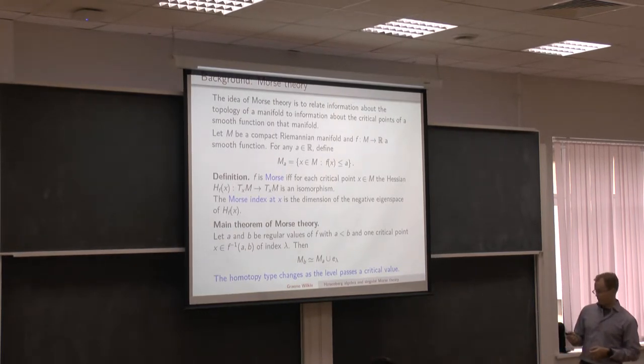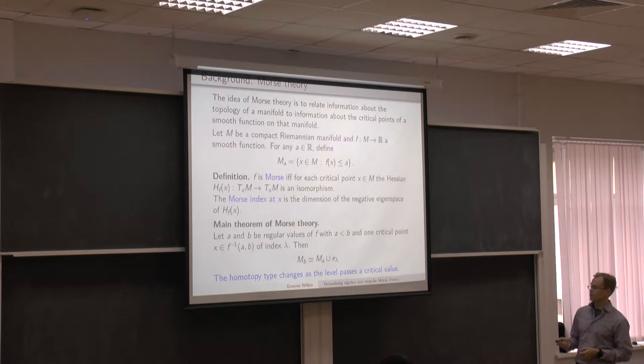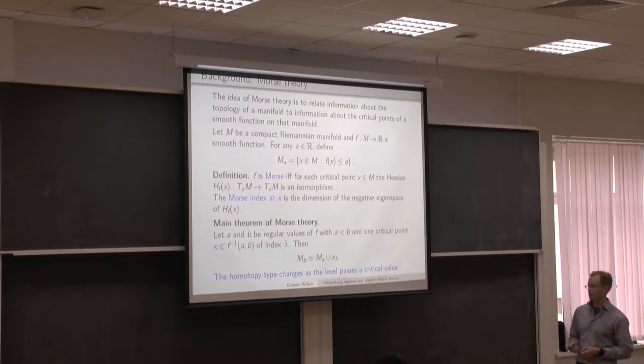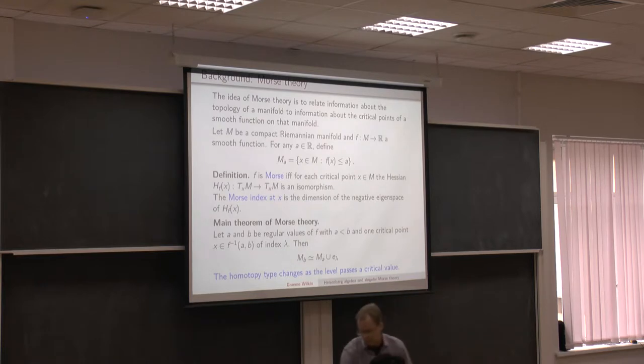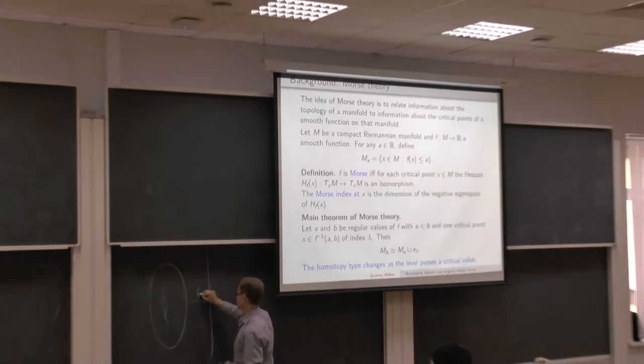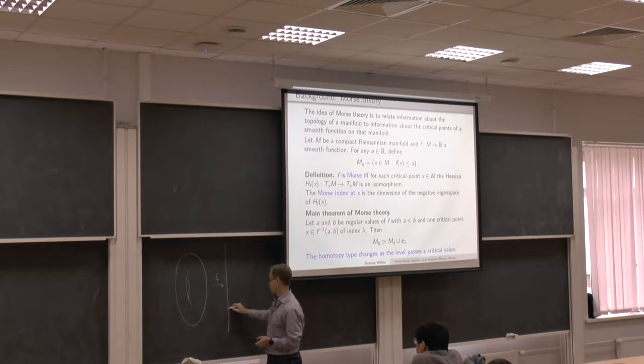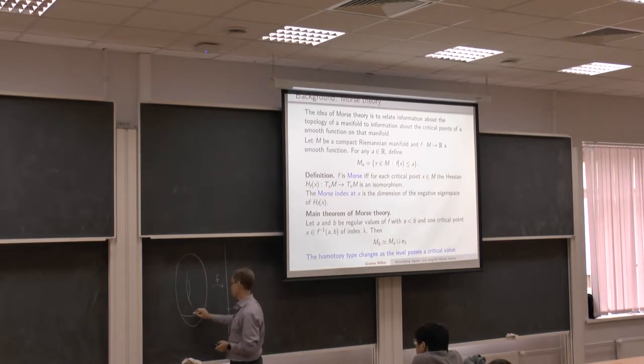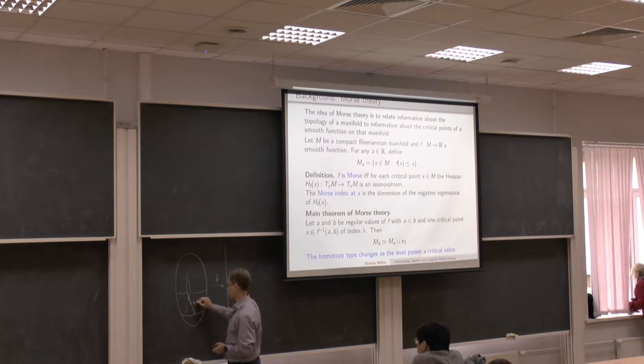Once you have that, the main theorem of Morse theory says that these manifolds, M_A and M_B, for different values of A and B, are related by attaching a cell. I'll just draw a picture of this: the famous Morse theory picture of the torus. The smooth function in this case is the height function. If you start with, say, A down here, that corresponds to this subset. If B is up here, above the critical point, then the two manifolds are related up to homotopy by attaching this cell here.